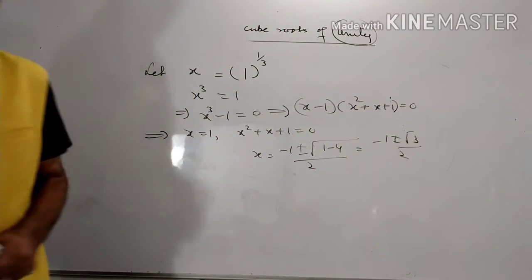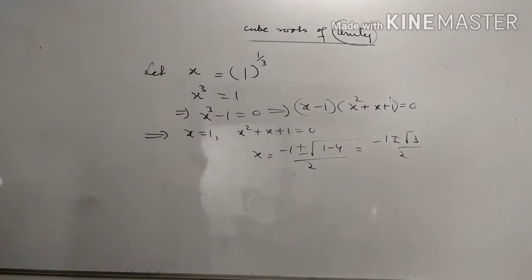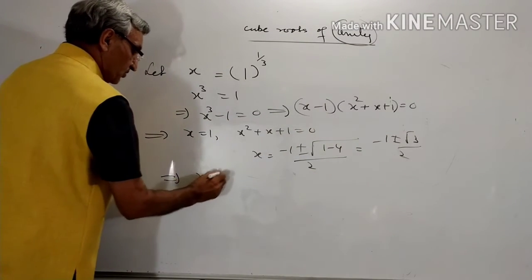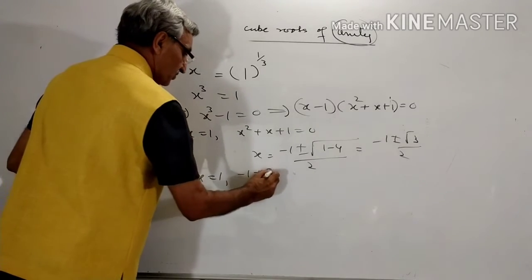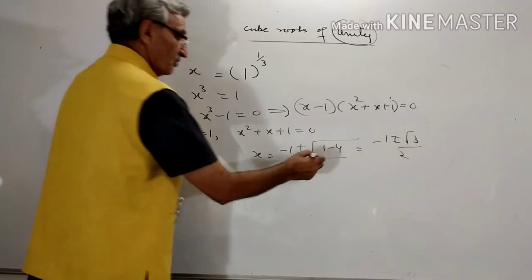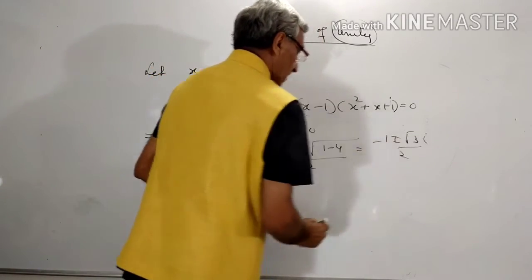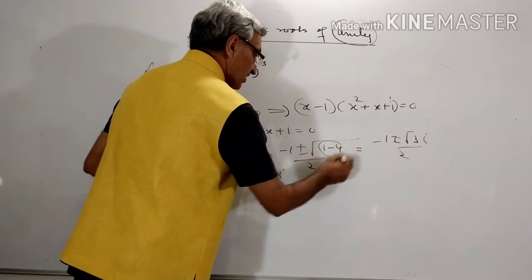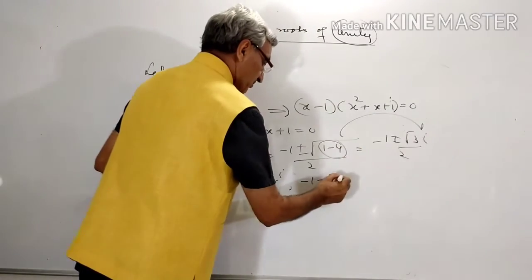So we have got three roots of this cubic equation. One root is equal to 1. The second root is minus 1 plus under root 3 iota divided by 2, and the third root is minus 1 minus under root 3 iota divided by 2, since under root of minus 3 is root 3 iota.